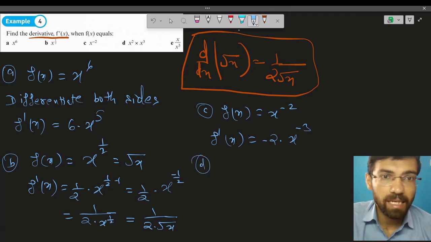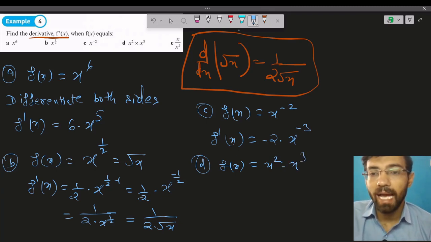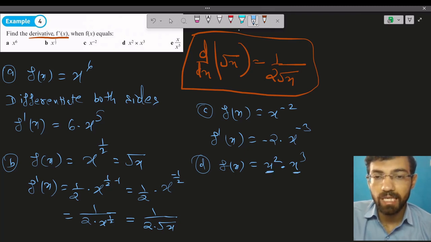Let us take part D. This is quite simple. Here my function is x square into x cube. What we can do is add the powers. In indices we learned that if the bases are the same and there is a product, you add the power. The base is x here and x here, and you have a product. So can I write this way? My function f of x is x to the power 2 plus 3, that is 5.